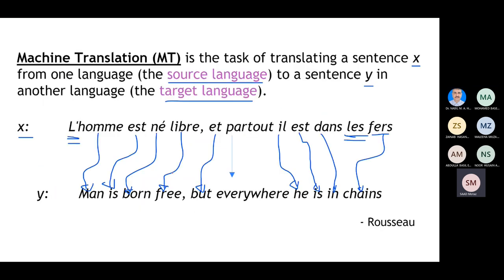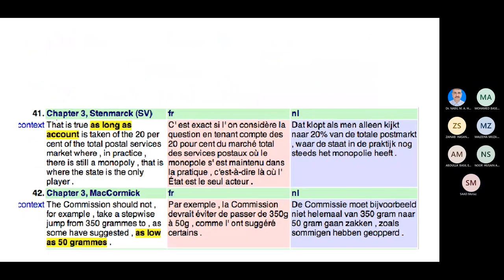let me jump here to the parallel corpus. So you have the English text: "Okay, so this is true as long as account is taken of the 20%." Okay, so this is the French text: "C'est exact, c'est exact, si on considère la question en tenant compte de 20 pour cent." So you have the same text in English and the same text in Dutch, the language of the Dutch people in the Netherlands.